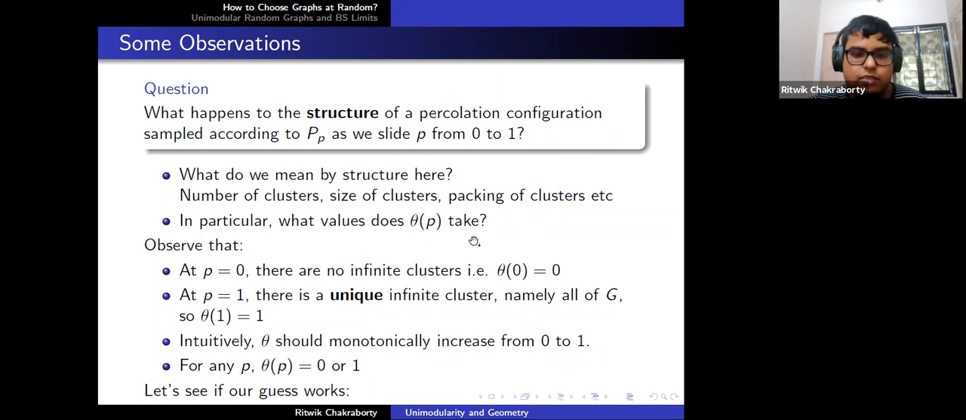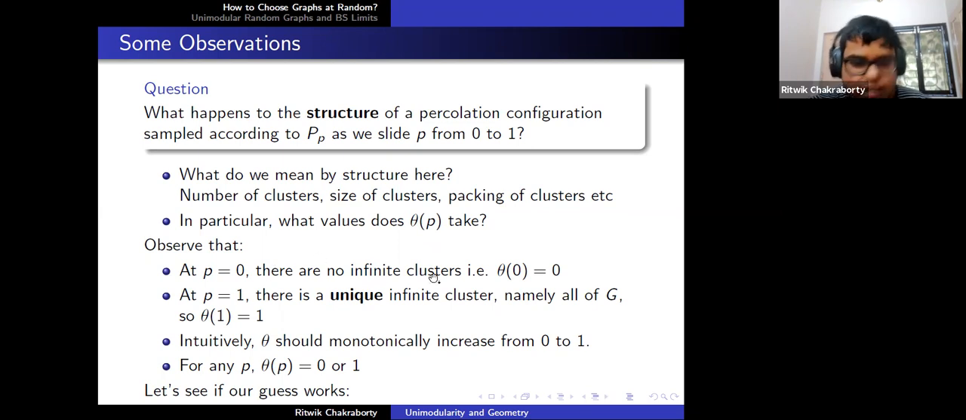And in particular, we are also interested in what values this function theta p takes. That is, what happens to the probability that a given vertex x is going to be contained in a cluster that is infinitely large? So what can we say about that?